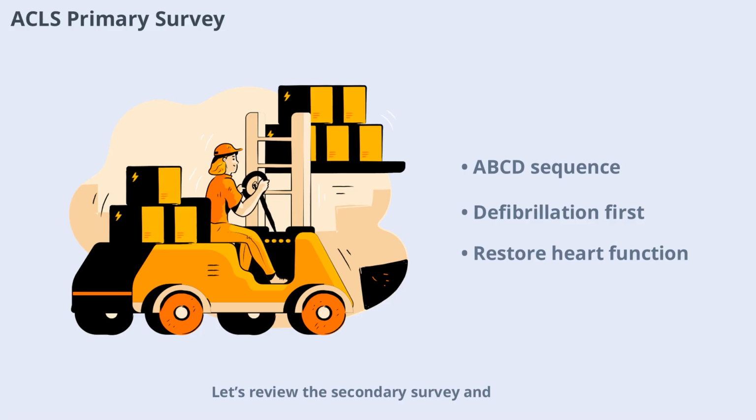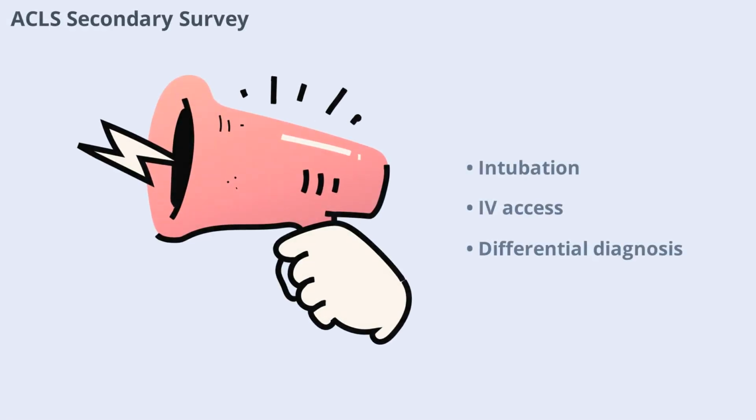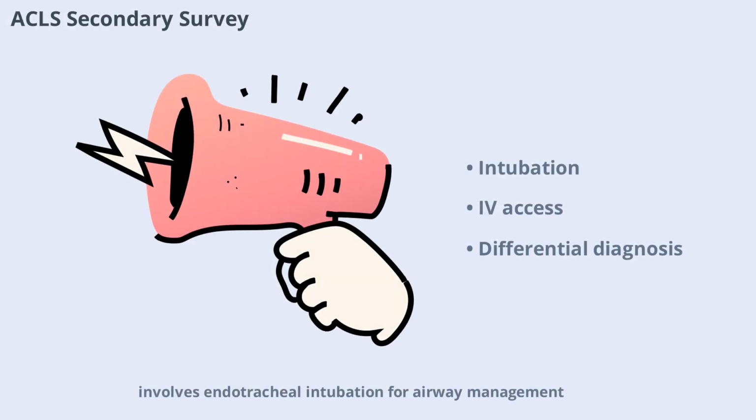Let's review the secondary survey and the role of drug therapy in ACLS. The secondary survey in ACLS involves endotracheal intubation for airway management, assisted ventilation, circulatory support with IV access, rhythm identification, blood pressure measurement, and appropriate medication. Differential diagnosis is also performed to find and treat the underlying cause of cardiac arrest. This comprehensive approach ensures that all aspects of resuscitation are addressed, improving the chances of recovery.